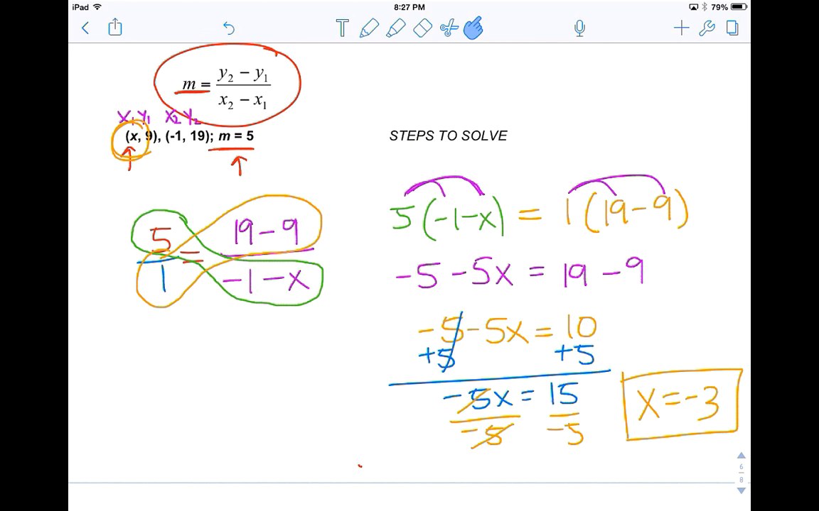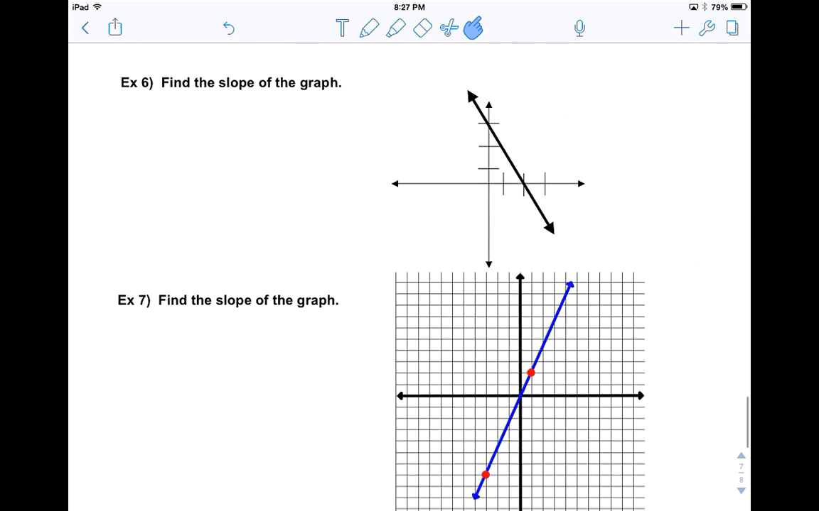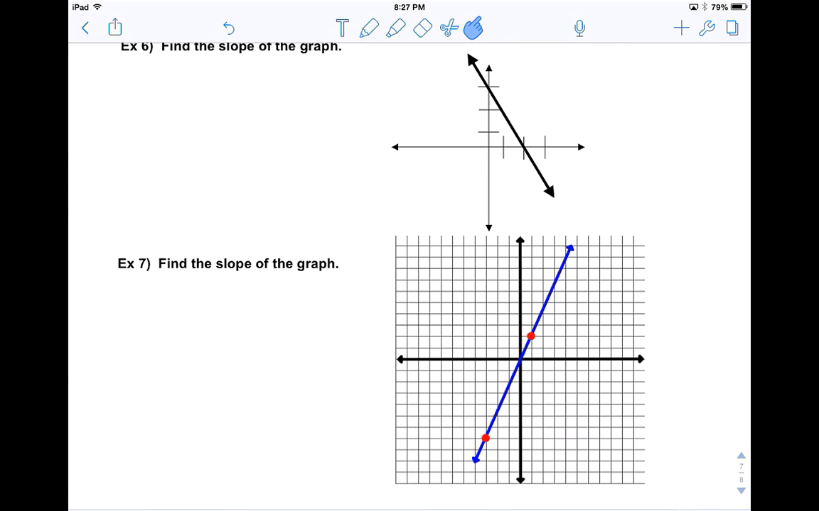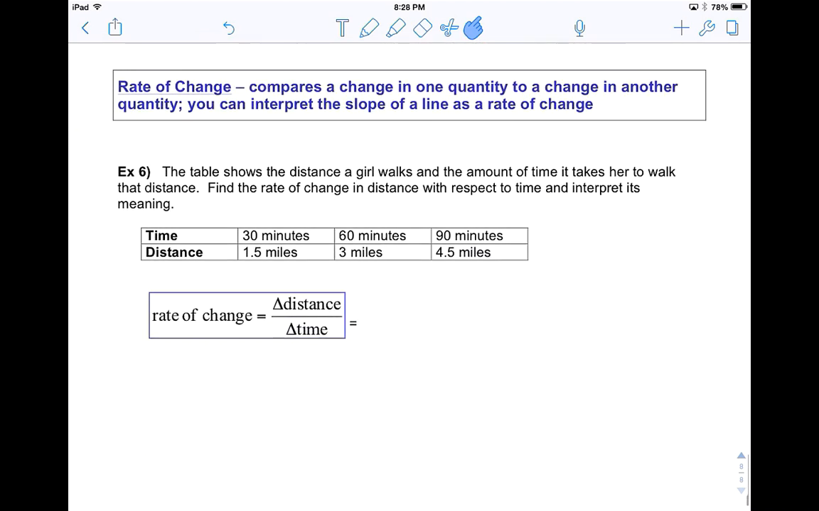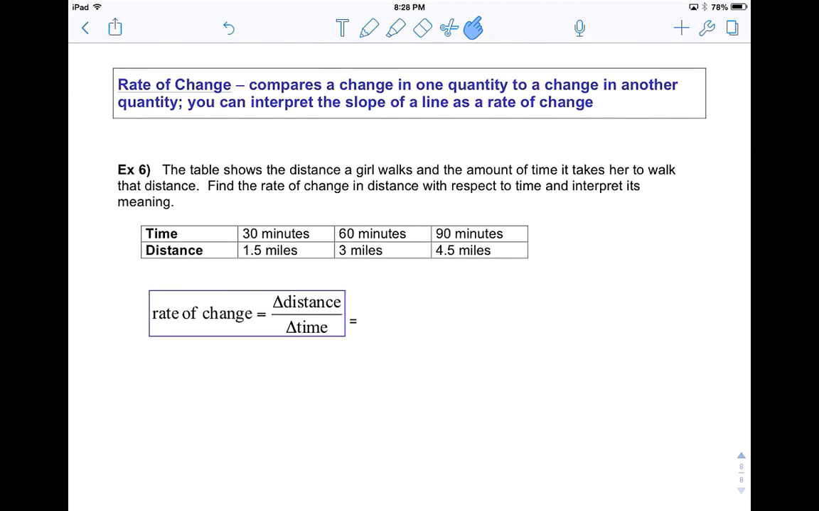Alright, so that's how we find a missing coordinate. Last one, I'm going to skip over these graphs. For these graphs, all you're going to do is take the points they've given you on the graph and plug them into the slope formula like we were doing in the first 4 examples. Okay, so the last one, I want to look at kind of a real world example here.